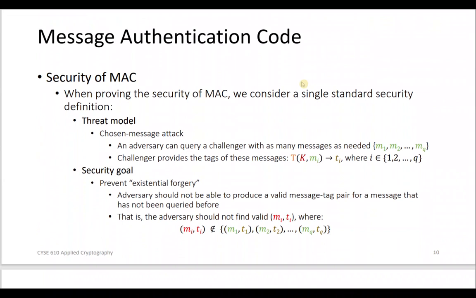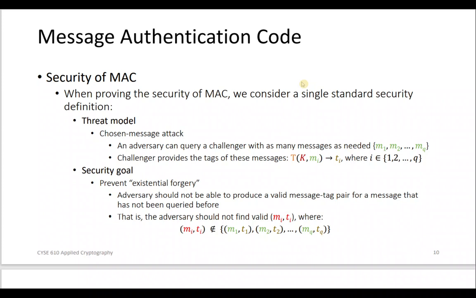Okay, for the security of the MAC, we have to define a threat model and a security goal. The threat model is the chosen message attack. So an adversary can query. The adversary sends as many messages as he wants to the challenger, and the challenger replies with as many tags as messages sent. For each message, it will reply with a corresponding tag. So if I send M_i, it will give me back T_i. The adversary will have these pairs, and then he can send them together, and if they are verified, the verification algorithm will give us 1.